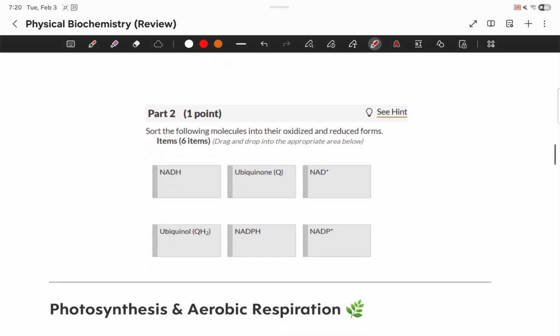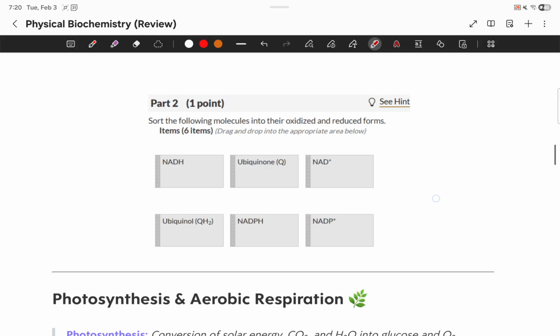Now, I've got some examples right here where we have molecules, and we need to isolate and sort those molecules into their oxidized and reduced forms. Okay?